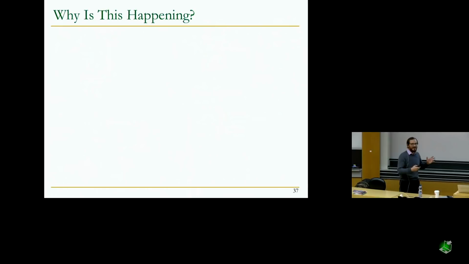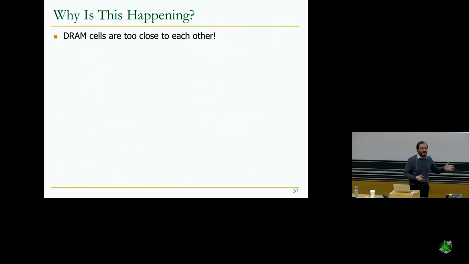Okay, so why is this happening? I've already given you the reason, actually, but basically DRAM cells, dynamic random access memory cells, that's one type of memory. Have you heard of DRAM? Okay, good. SRAM, static random access memory.